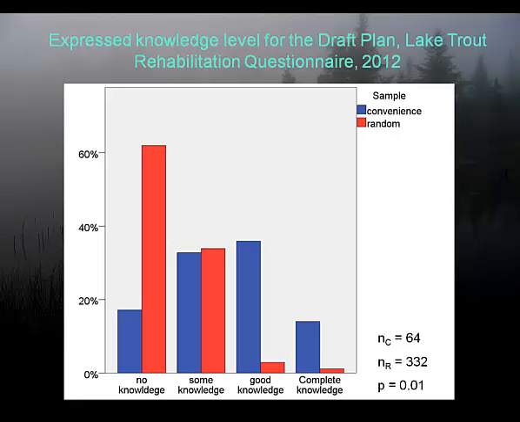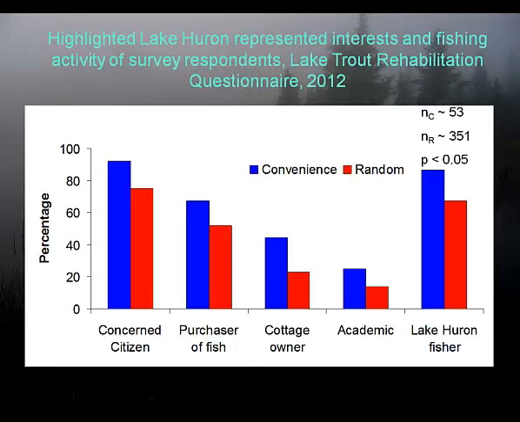So we asked them some questions about their knowledge of the draft plan. We wanted to try and understand if they knew about it before. It's not hugely surprising that a lot of the random people had no knowledge of it, because as I mentioned, this questionnaire arrived unannounced on their doorstep one day. But surprisingly enough, there were some that said they did have complete knowledge or good knowledge of it, a low number. And not surprisingly, more of our convenience sample did have a pretty good knowledge of the plan.